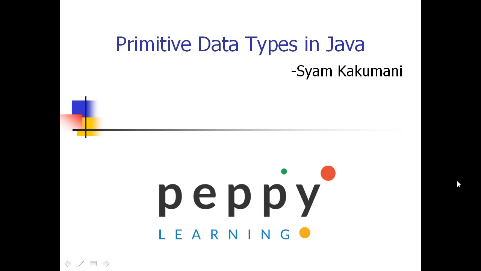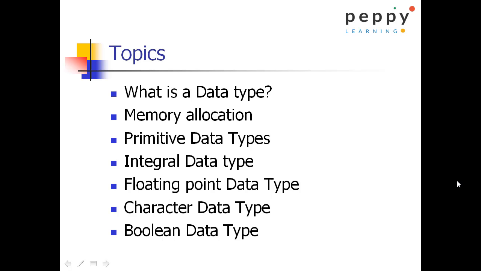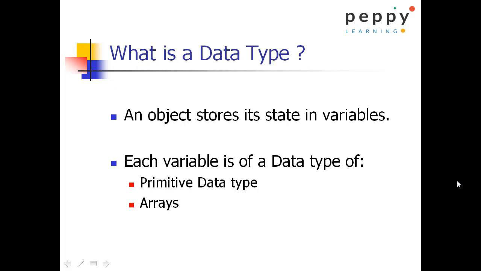Using this video, you are going to learn about primitive data types in Java. Topics covered in this video are: what is a data type, memory allocation in Java, primitive data types, integral data type, floating point data type, character data type, and Boolean data type.